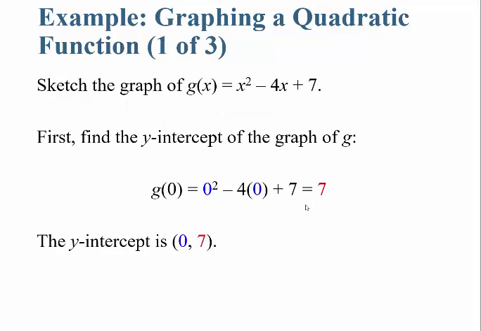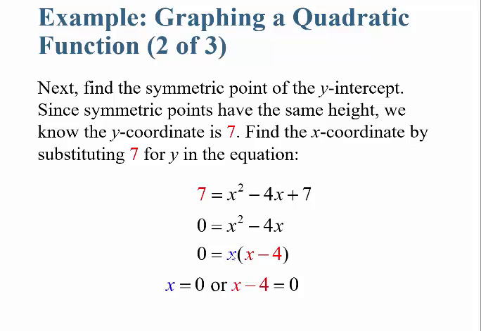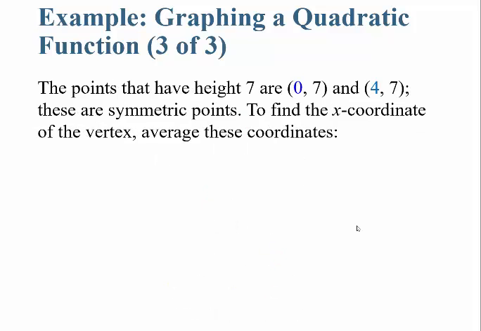Notice how my equation is this. I'm just plugging in 7, the value of the y-intercept. We subtract 7 from both sides and factor. So you have something times something equal to 0. Either the first factor, x, is equal to 0, or x minus 4 is equal to 0. One symmetric point was (0, 7), so the other symmetric point is (4, 7). The points that have a height of 7 are (0, 7) and (4, 7). These are symmetric points because they have the same y value.